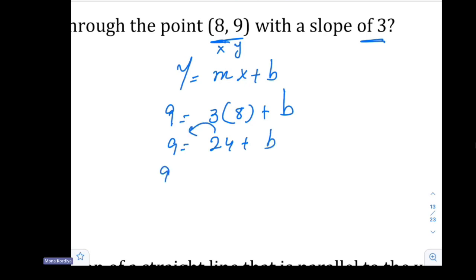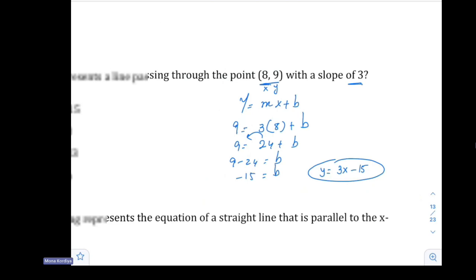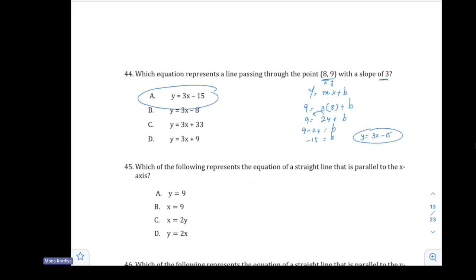Solve for b, which is negative 15. So our equation will be y equals, the slope is 3x plus, then b is negative 15. So the answer is A.